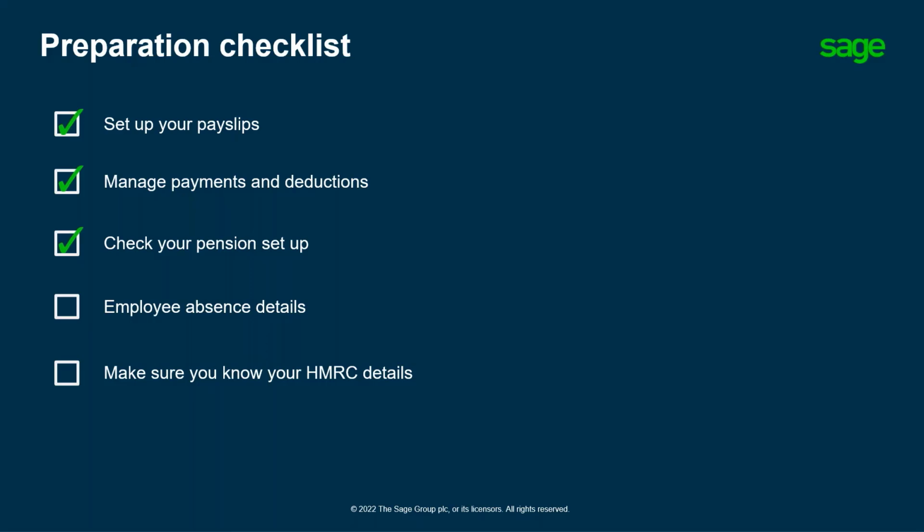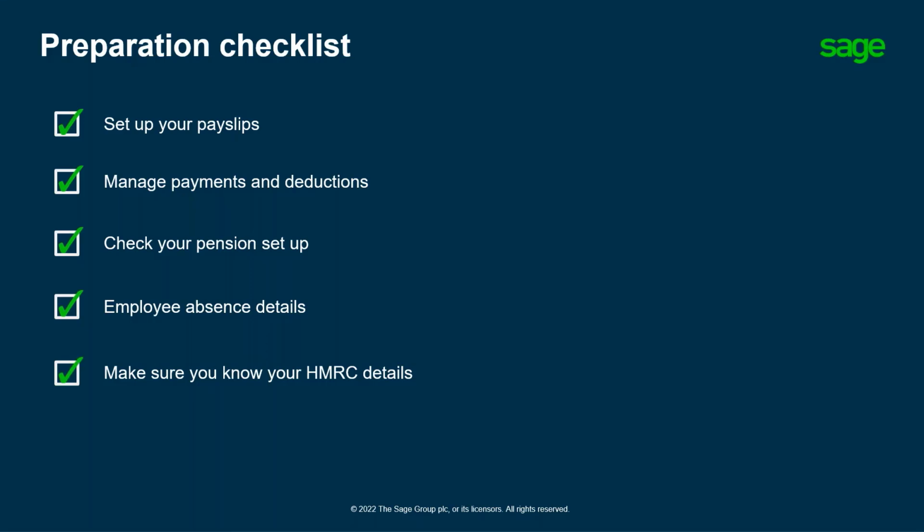If you're unsure, you can always check against your provider, or if you've moved from a different software, you can check the setup against your previous software. The next is to make sure that you have any employee absence details ready so that you can pop the dates into your payroll when you're running that pay run.